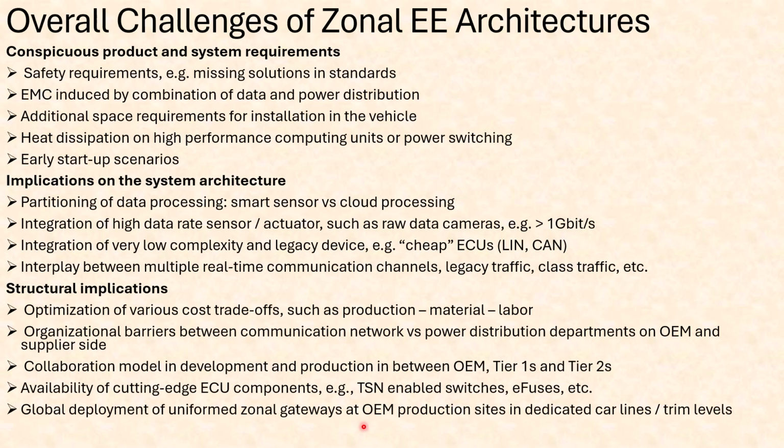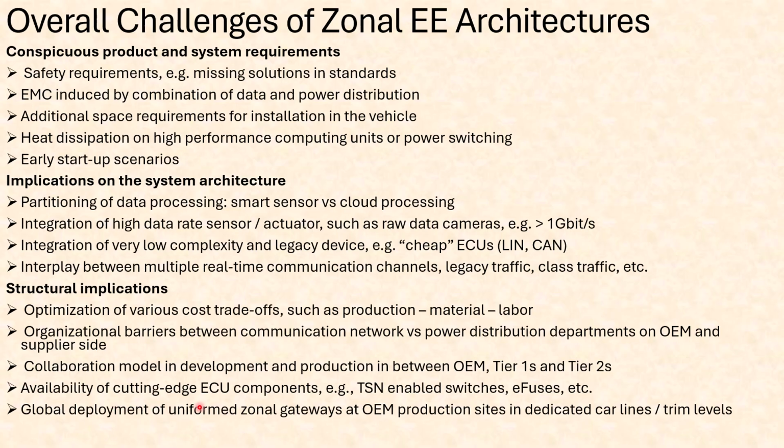Now when it comes to the collaboration model in development and production between OEM, tier 1 and tier 2, this is the biggest challenge as far as the supply chain is concerned. When you develop the entire architecture, the ECU can be produced by one company, the wiring harness by another company, the communication protocol can be configured by another company, and the stack can be produced by another company. So how this collaboration is being directed towards the zonal architecture remains a big challenge.